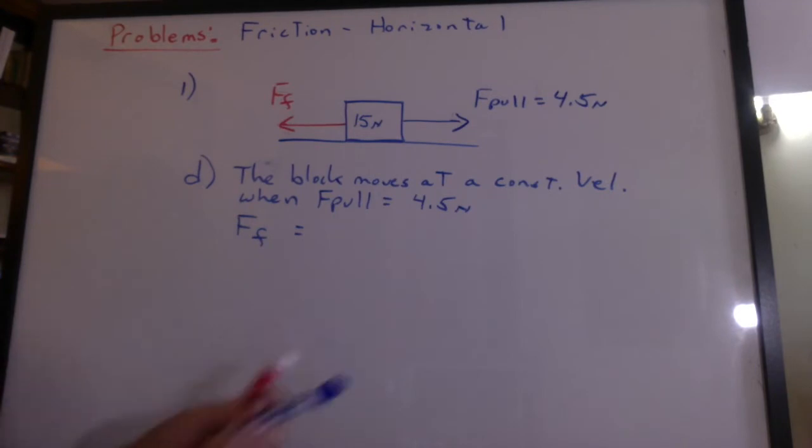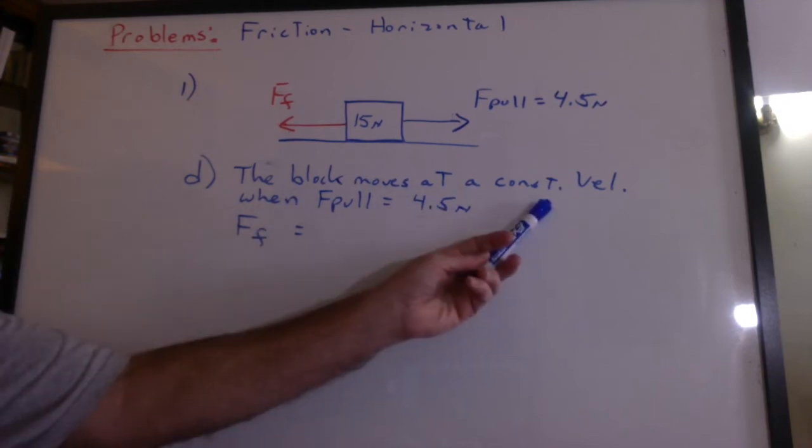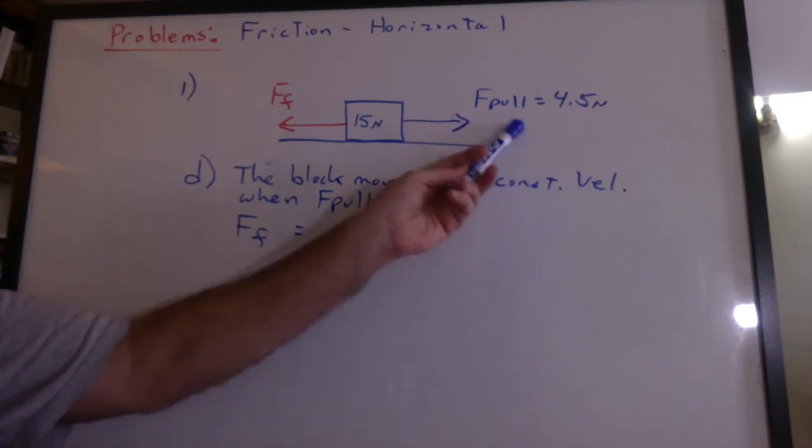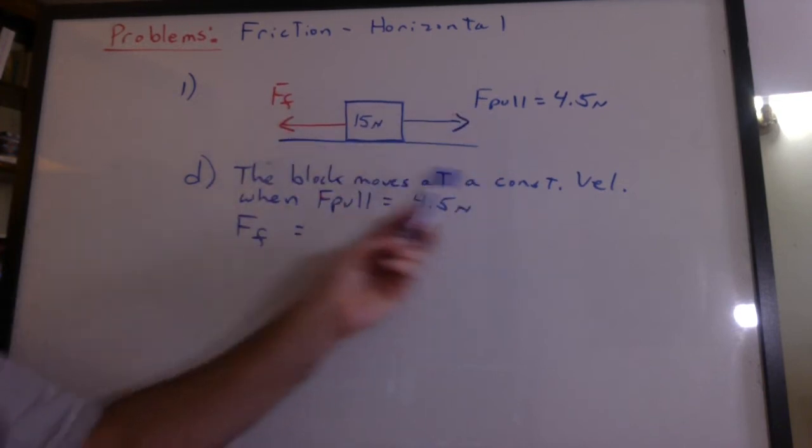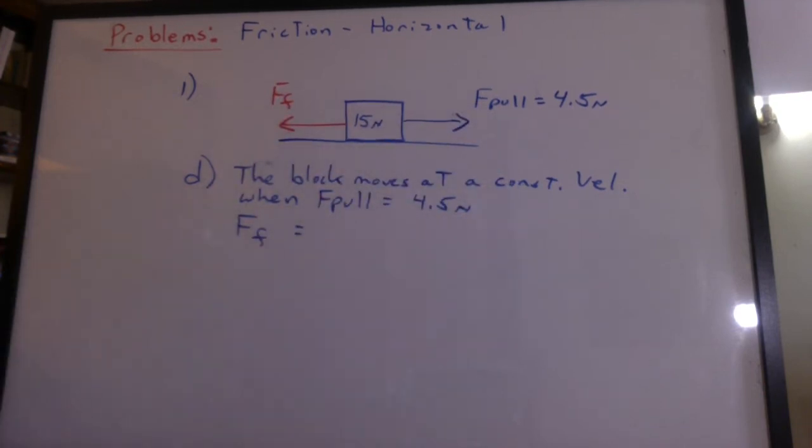Well, we're going to reduce that pulling force to 4.5 newtons, and at that point, the block moves at a constant velocity. Now we know that this friction has to equal that because we're going at a constant velocity. What is that force of friction? Obviously 4.5. Is it static or kinetic? If it's moving, it's kinetic.